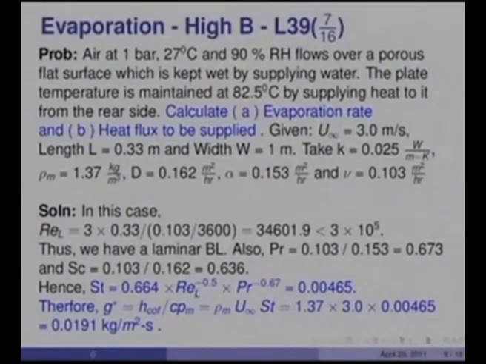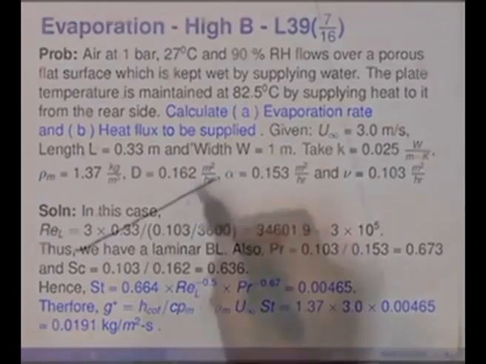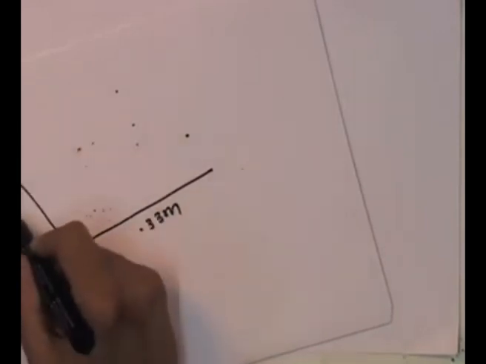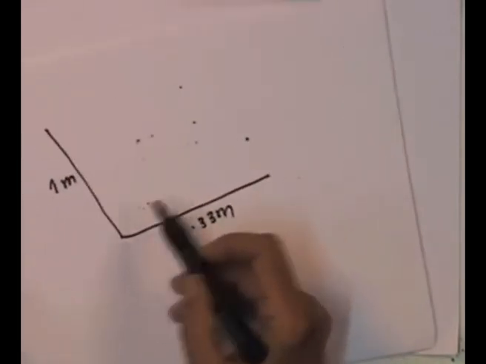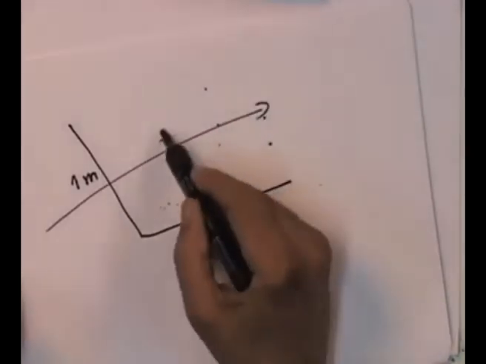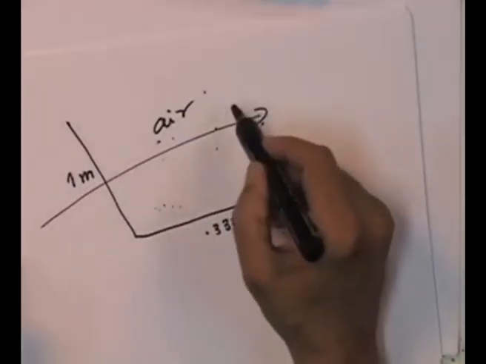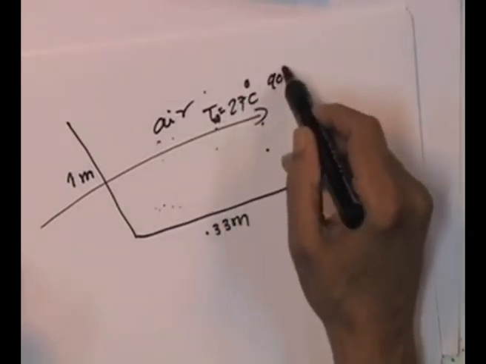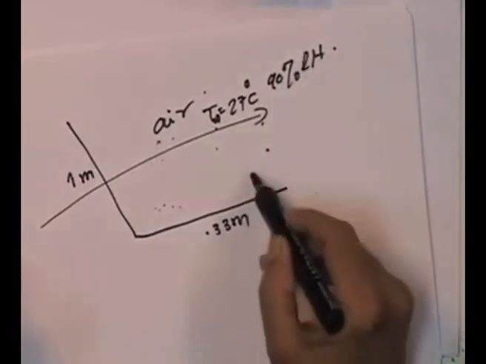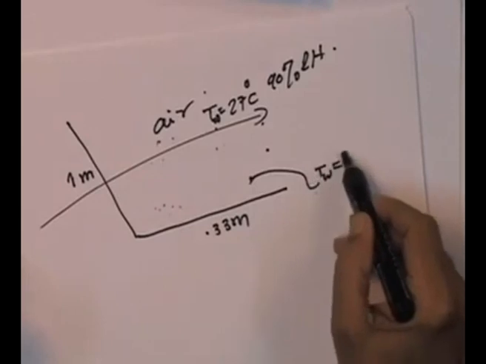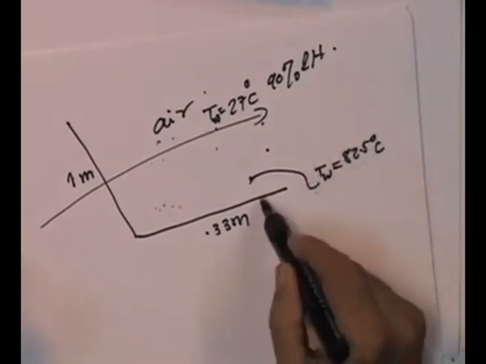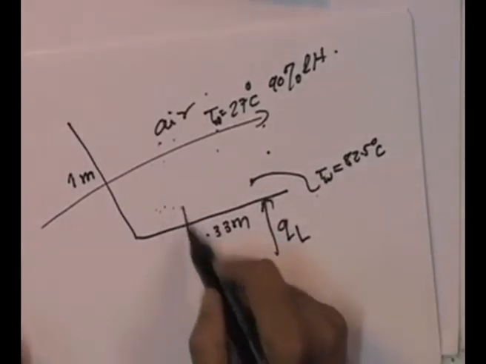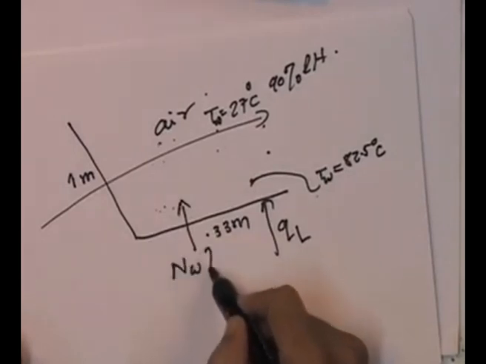So, we are given here in this problem a plate whose length is 0.33 meters and whose width is 1 meter. The air is flowing over this plate, and it is at 27 degrees centigrade and 90% RH, and the wall temperature T w is to be 82.5 degrees centigrade, and we want to find out what should be the Q L to be supplied and what will be the evaporation rate N w from this plate.